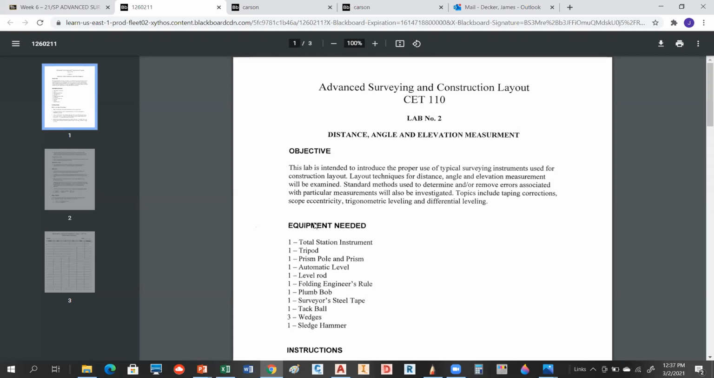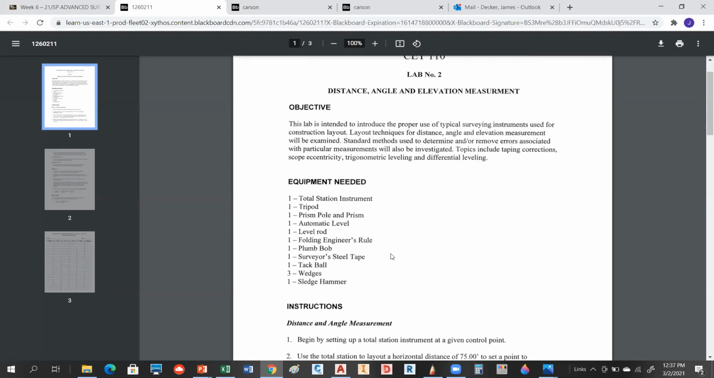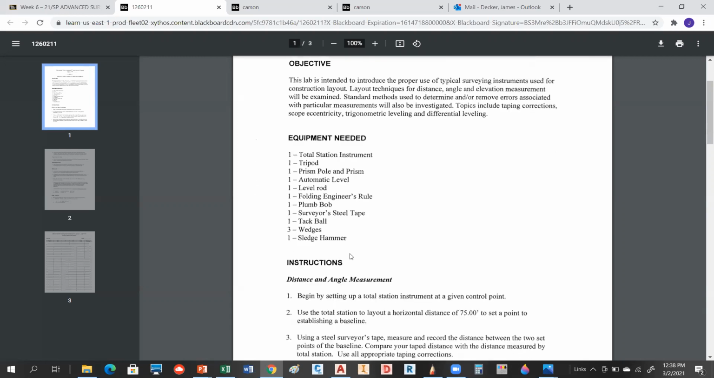I also want to look at some of the errors associated with this kind of stuff as well. So you're going to be utilizing a lot of different equipment. The total station, of course, this week with the tripod and prism pole. We're also going to be using an automatic level and a level rod. Plumb bob, steel tape, we'll be doing just a bit of steel taping. And you'll have a tack ball, wedges, and hammer.